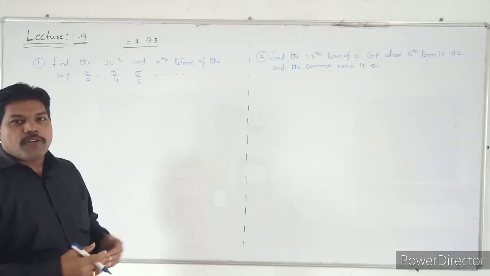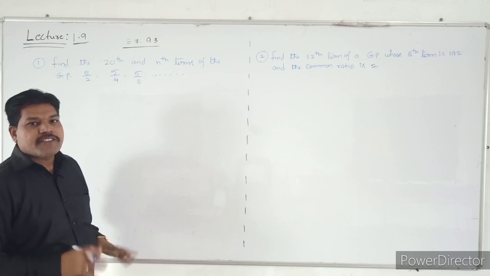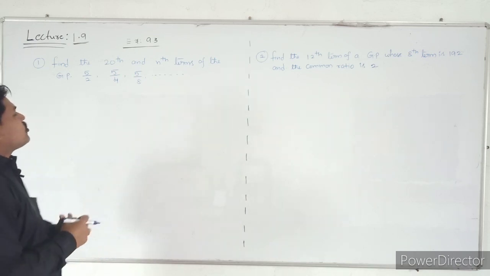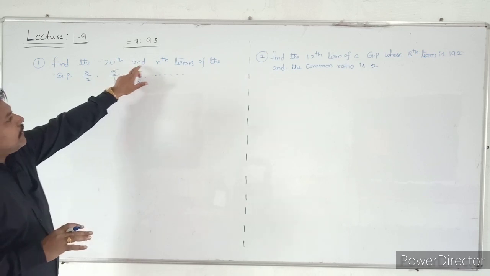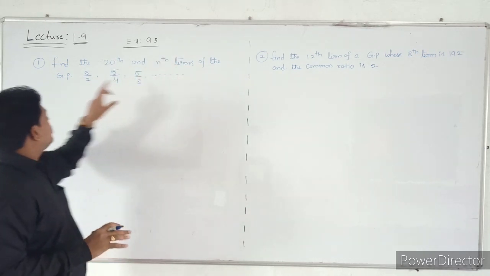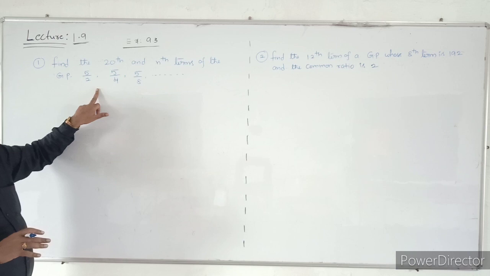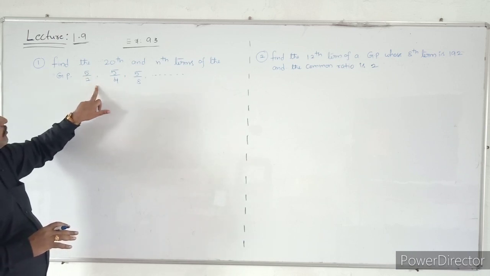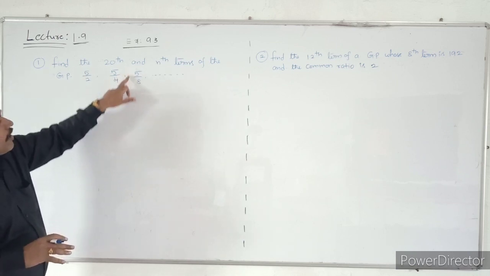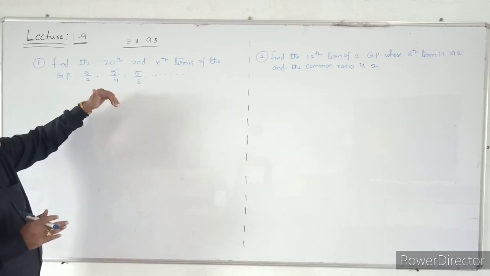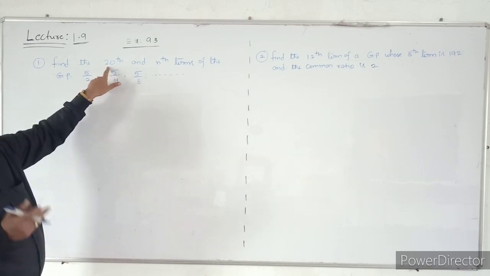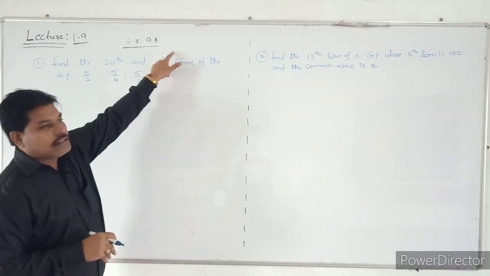Okay, we are going to start exercise 9.3. See question number 1. Find the 20th and nth terms of the geometric progression 5 by 2, 5 by 4, 5 by 8 and so on. They have given the geometric progression, and they are asking you to calculate the 20th term and the nth term both.